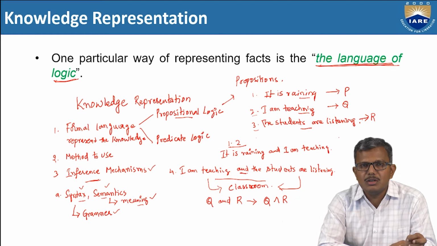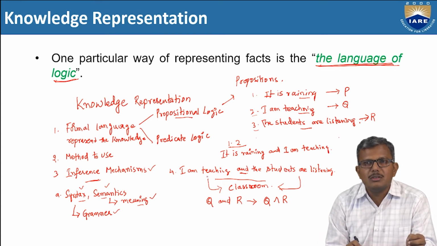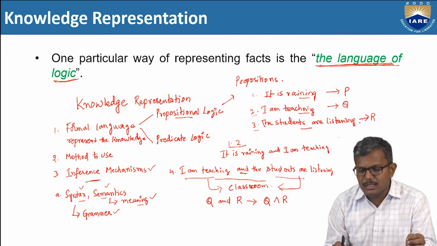In propositional logic, the declarative statements can be individual, or they can be formed with the help of multiple statements. In that case, we say that it is a compound propositional statement. Why? Because it has multiple propositions here. This is one proposition and this is another proposition.